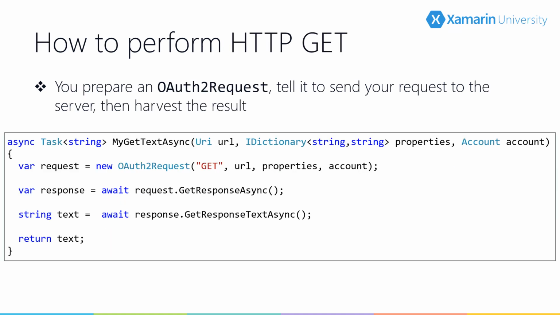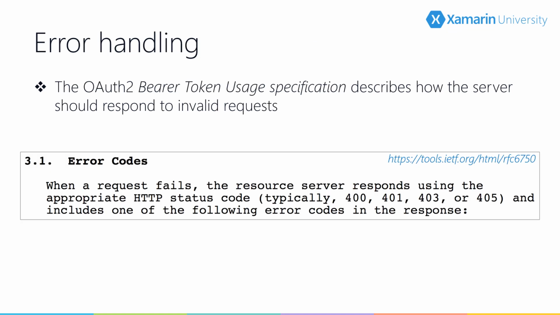So let's look at an example performing an HTTP GET. First, prepare the request by instantiating an OAuth2 request object. Then, call the GetResponseAsync method, which returns the response object. And then use either of the GetResponse methods to obtain the response as a string or stream. And we're obtaining a string here in this example.